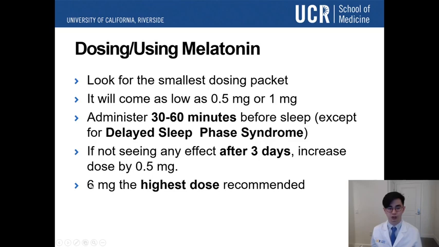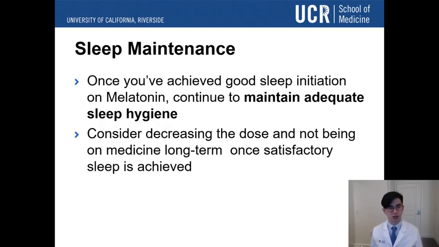There's not much research to show that really high doses like 10 milligrams are more beneficial than 6 milligrams. So research pretty strongly points that 6 milligrams is the highest dose recommended. And if it's not effective, you might want to look at other things. So once you've achieved and you're able to fall asleep on melatonin, you want to continue to maintain adequate sleep hygiene, and we'll discuss what this means.